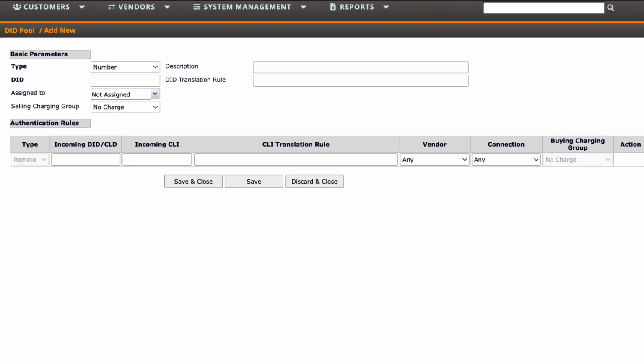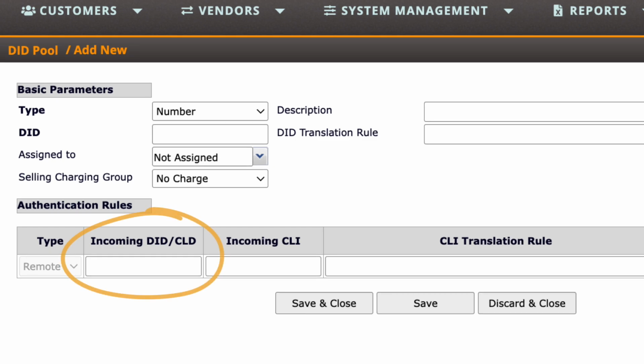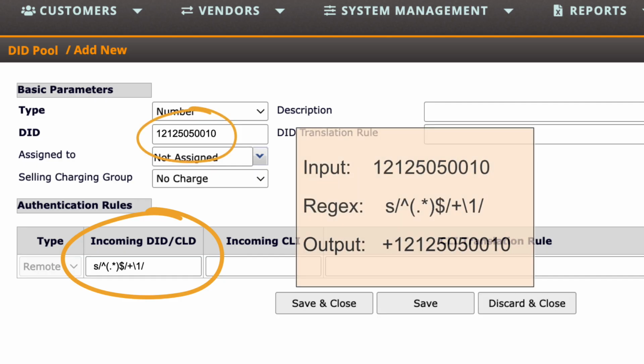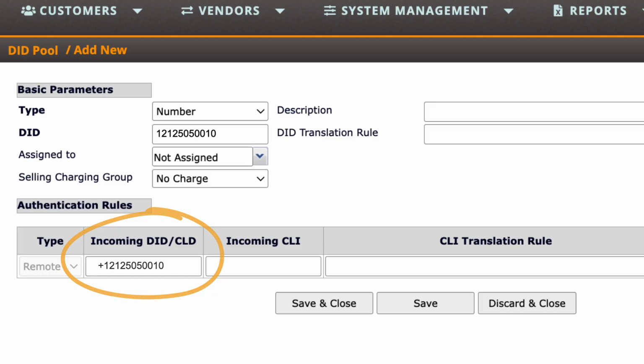It is important to understand that, when a translation rule is specified in the incoming DID CLD field, the resulting value of this field is assumed to be the value of the DID field after applying the translation rule, and this value is used only for authenticating remote calls from DID providers. If the incoming DID CLD field is left blank, meaning no translation is needed, then its value simply equals the DID value in the basic parameters.